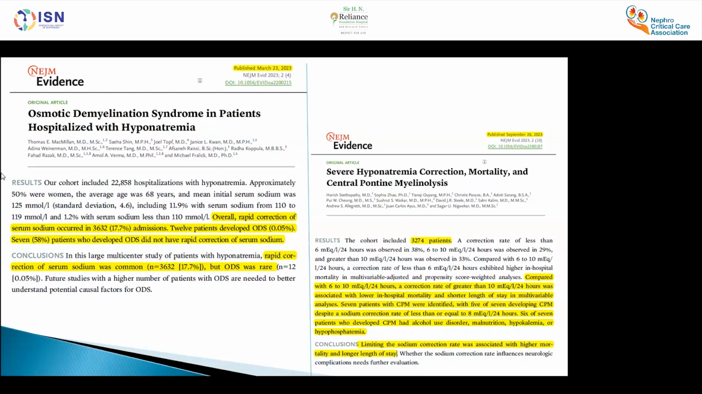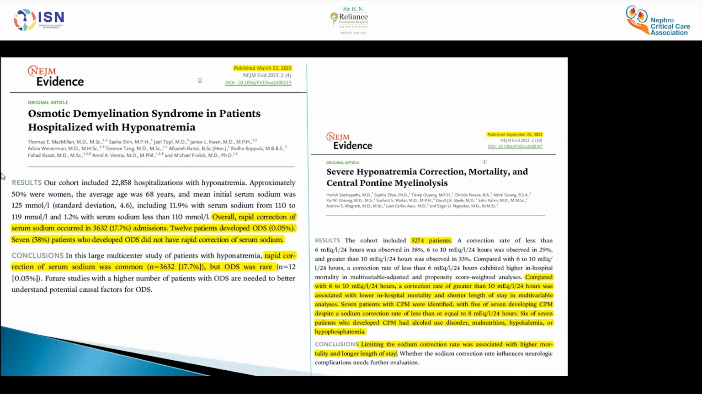So 7 patients amongst all 3,274 patients had central pontine myelinosis, with 5 of 7 developing it despite a sodium correction rate of less than or equal to 8. And amongst these 7 patients, 6 had alcohol use disorder, malnutrition, hypokalemia, or hypophosphatemia.